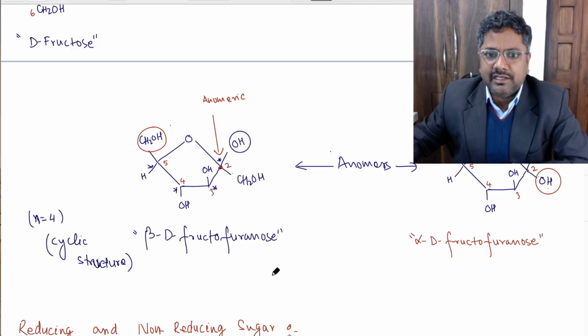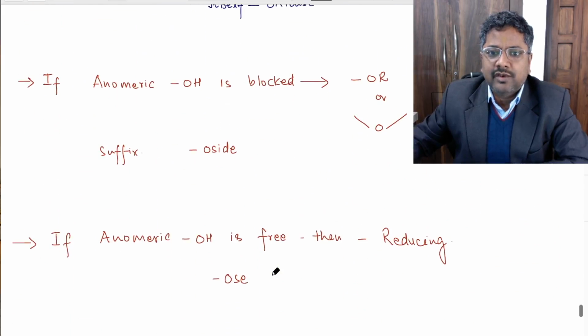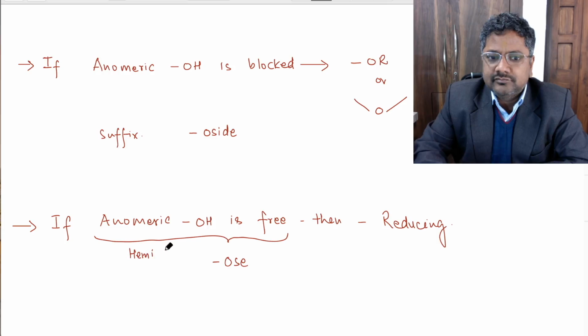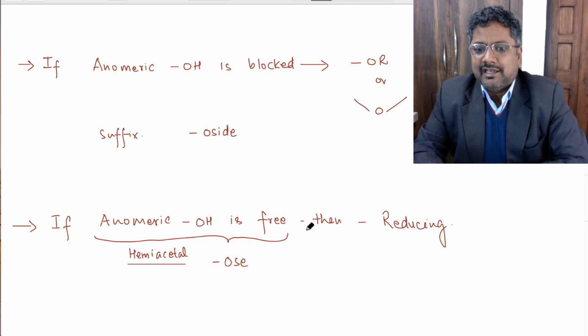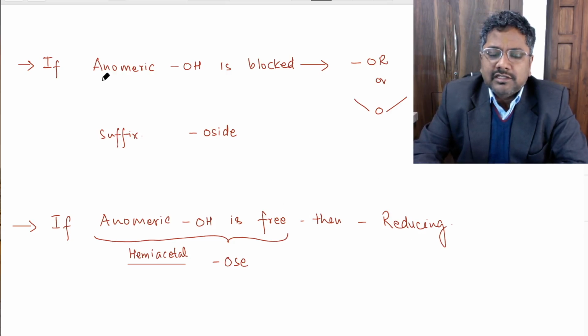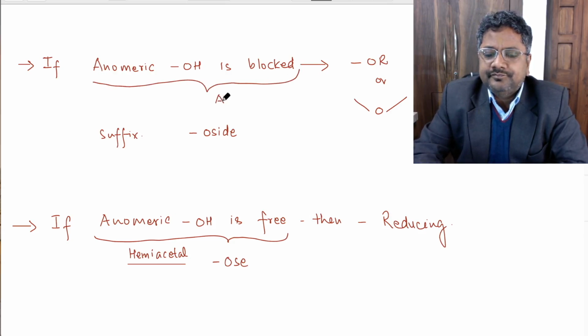So you can say when this anomeric OH is free, this is in the form of a hemiacetal. So if there is a hemiacetal type structure in the cyclic structure, then this is reducing. And if the anomeric OH is blocked, it is an acetal.